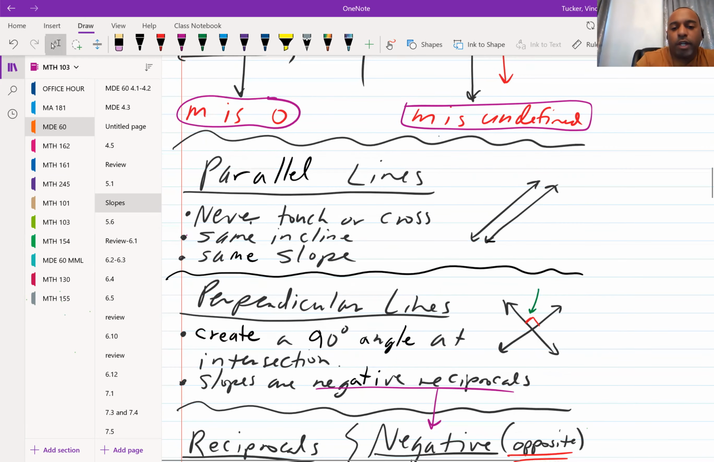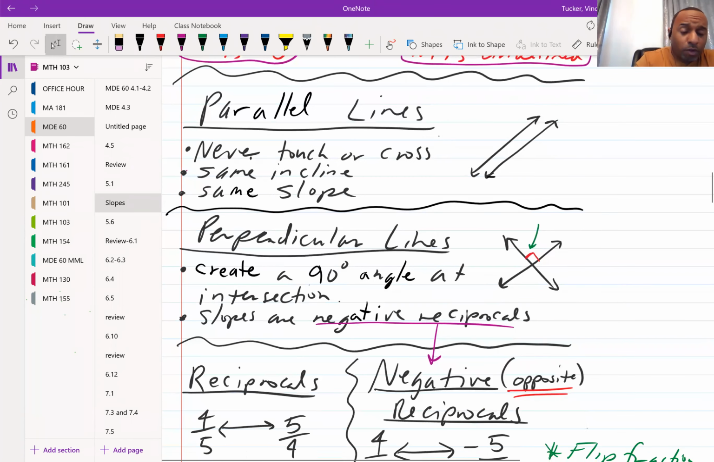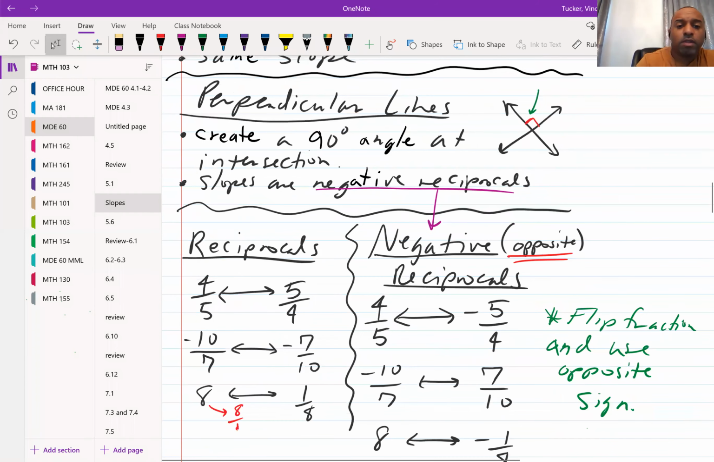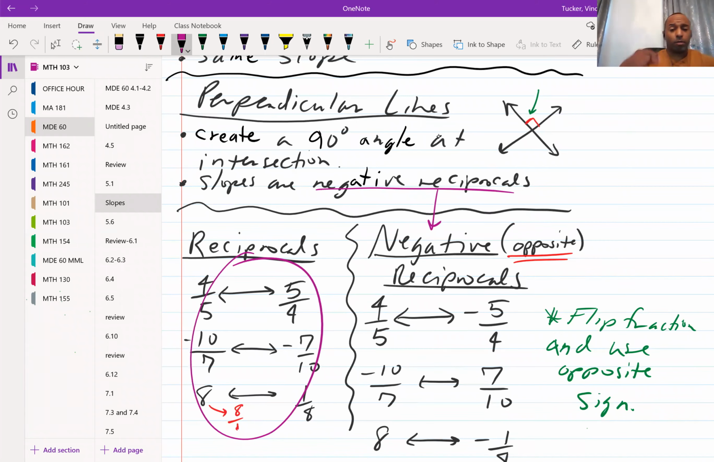So what does it mean to be negative reciprocals? First of all, reciprocals are just flipping a fraction. So that's what we're looking at right here. On this left side, if you're talking about your reciprocal of your fraction, you're just flipping a fraction. So 4/5 and 5/4 are reciprocals of each other. Sign stays the same though. -10/7 and -7/10 are reciprocals of each other. Once again, sign is the same.